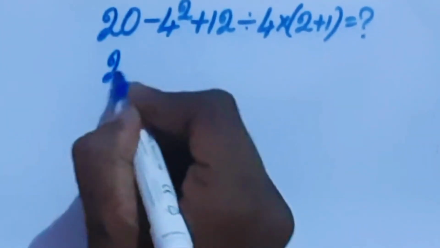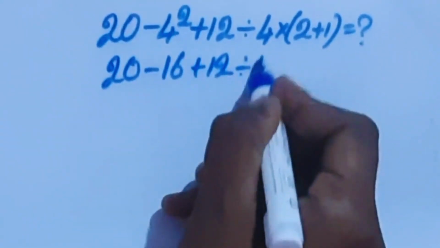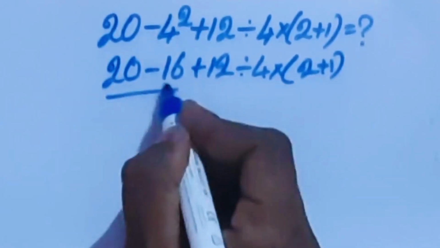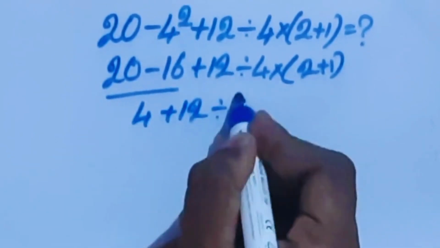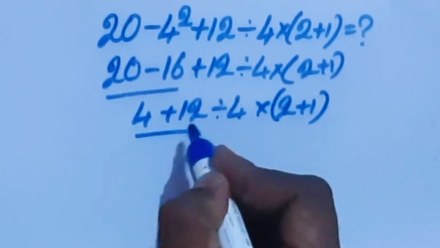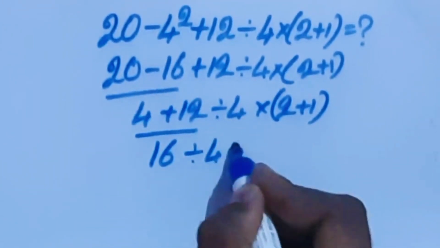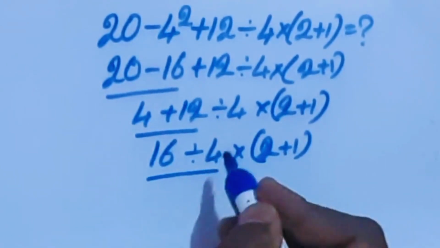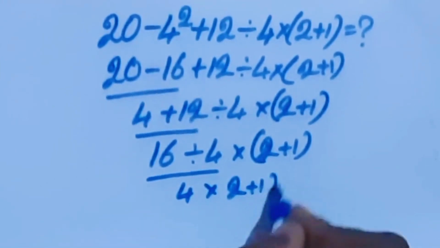Again here, 20 minus this 4 square is 16, plus 12 divided by 4 times, 2 plus 1 in bracket. Here 20 minus 16 is 4, plus 12 divided by 4 times, 2 plus 1 in bracket. Here this 4 plus 12 is 16, divided by 4 times, 2 plus 1 in bracket. Here 16 divided by 4 is 4, times 2 plus 1 in bracket.